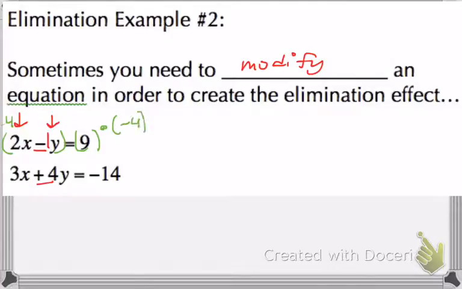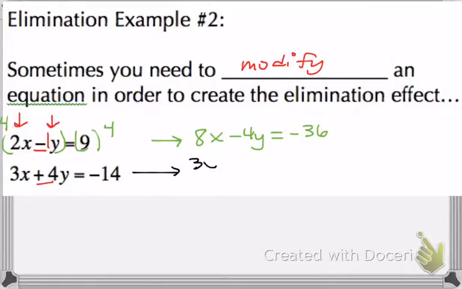negative 4. So what I get is negative 8x. Oh, I'm sorry. We actually want to multiply by positive 4. My bad. So multiply by positive 4 over here and 4 here. So we would get 8x minus 4y equals negative 36. And then I keep this bottom one exactly the same. 3x plus 4y equals negative 14.